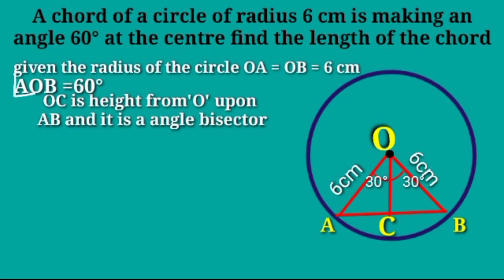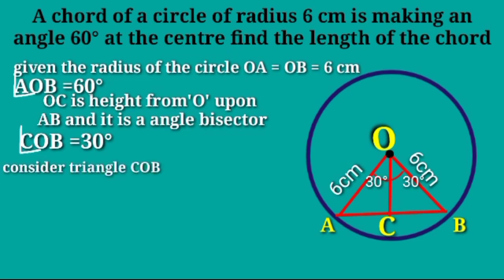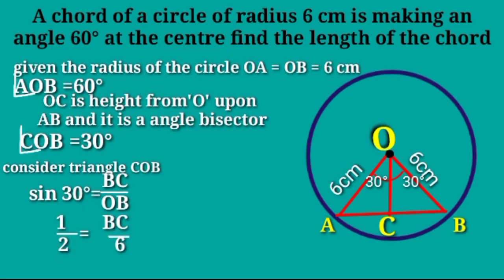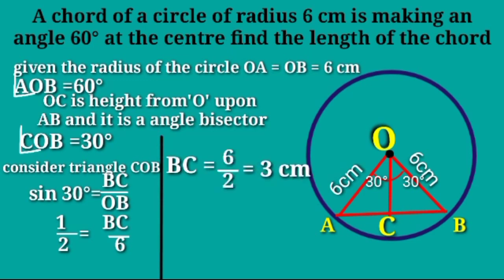Then angle COB is equal to 30 degrees. Consider triangle COB. Sin 30 degrees is equal to BC by OB. Sin 30 means 1 by 2. That's equal to BC by OB, which is the radius, 6. Then BC is equal to 6 by 2, that's equal to 3.